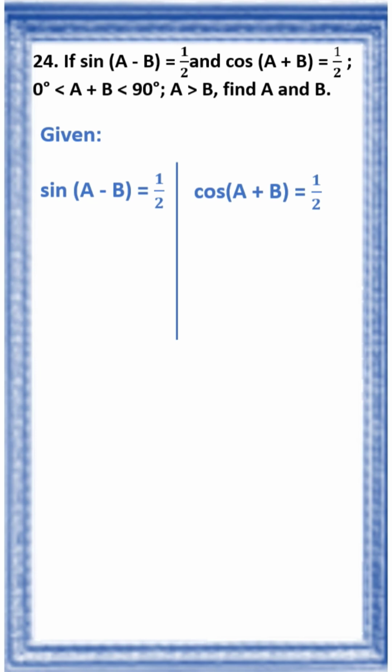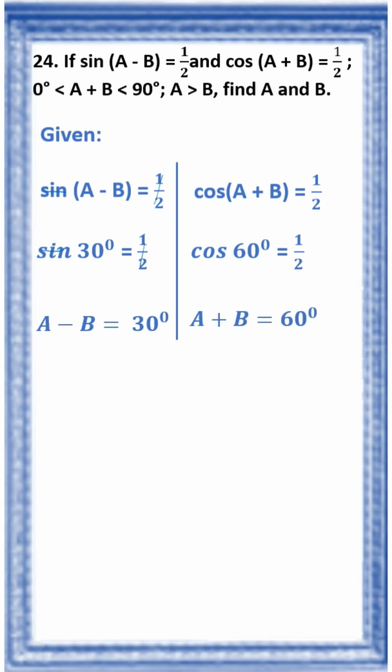We know that sin 30 is half, isn't it? And from here we can understand that sin gets cancelled, half gets cancelled. So A minus B is equal to 30 degree. Similarly, we know that cos 60 is equal to half. So A plus B is equal to 60 degree. Let this be equation number 1 and this be equation number 2.